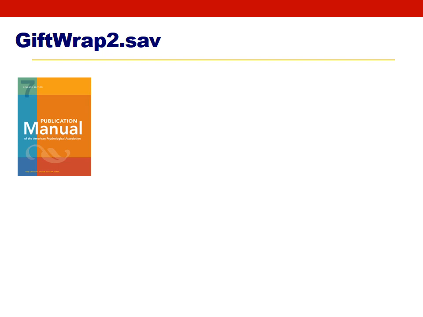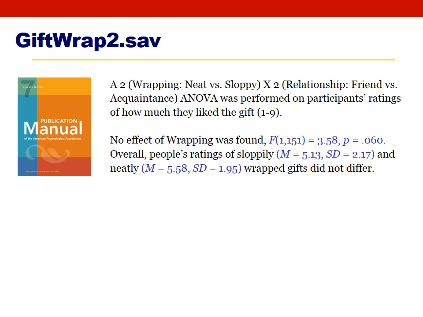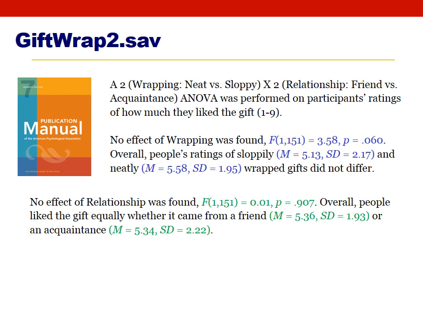What's our write-up going to look like for a problem like this one? Again, make sure you always include that sentence at the beginning to explain all of the variables involved as well as the levels. So here we again did a 2x2 ANOVA on participants' ratings of how much they liked the gift. The only difference from the previous example is our second independent variable is now relationship, friend versus acquaintance. We did not find a main effect of wrapping. Overall, people liked the sloppy and neatly wrapped gifts the same. We didn't find a main effect of relationship either. People overall liked the gift the same, regardless of whether it came from a friend or from an acquaintance.